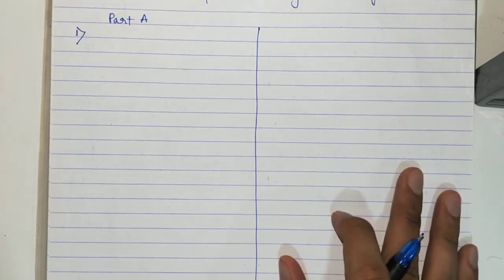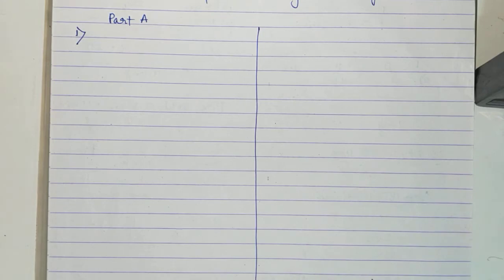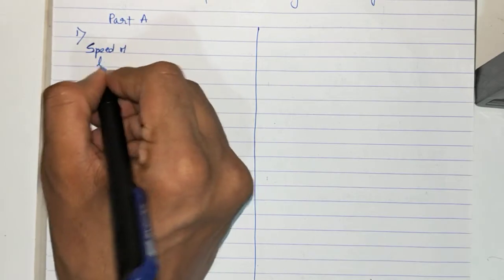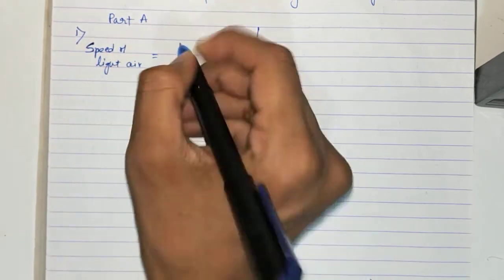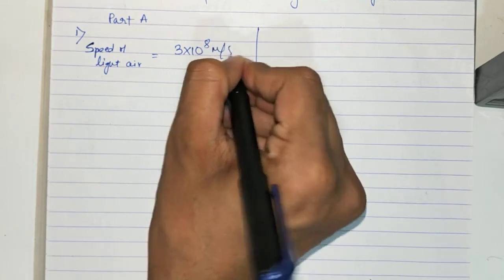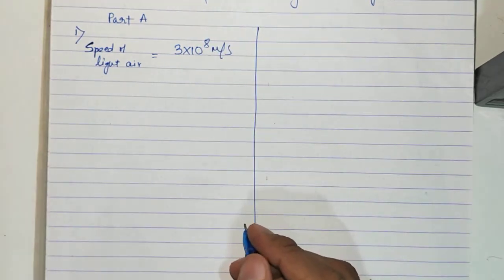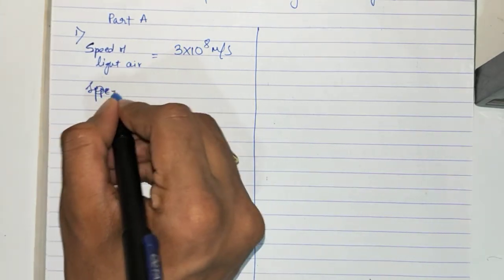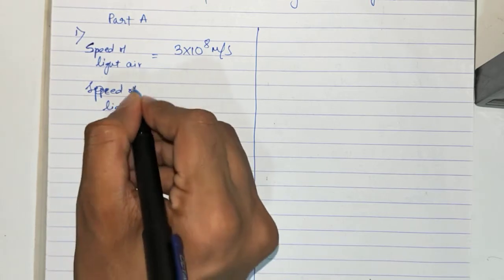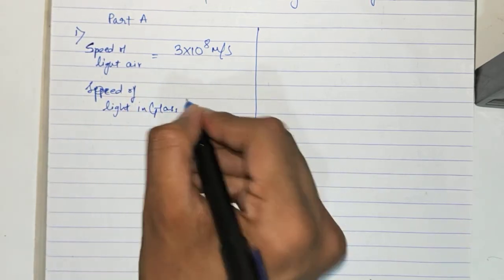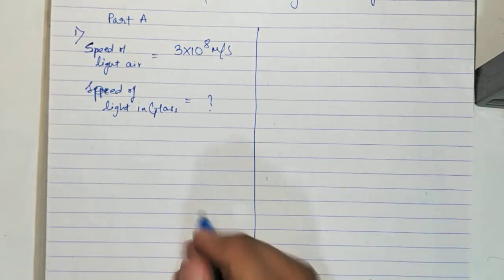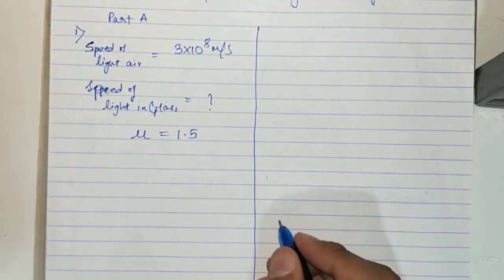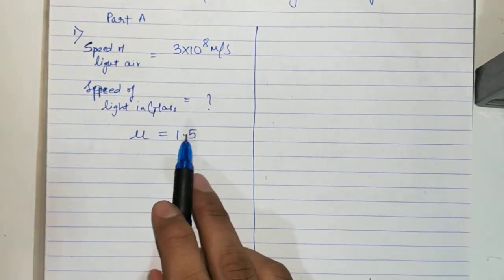The first question says the speed of light in air is 3 into 10 raised to 8 meters per second. Calculate the speed of light in glass. So you have to calculate the speed of light in glass. Okay, and they have given you the refractive index, that is 1.5. So refractive index is 1.5. This is the sign for refractive index.